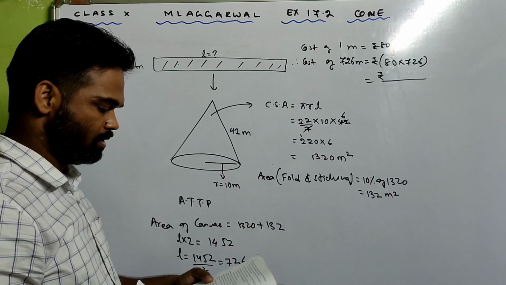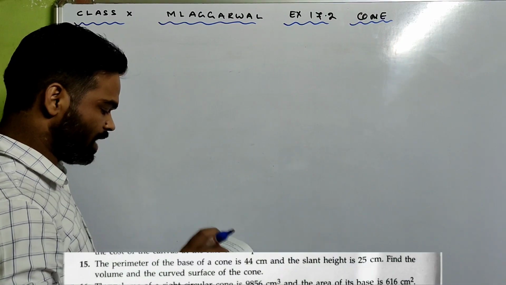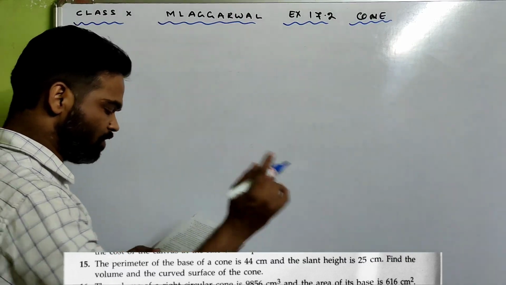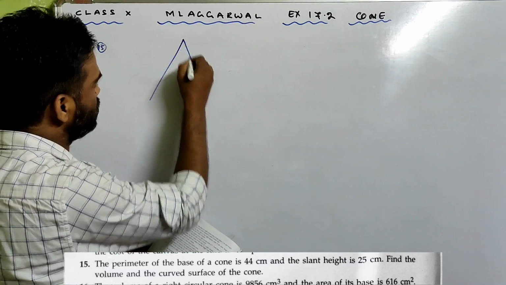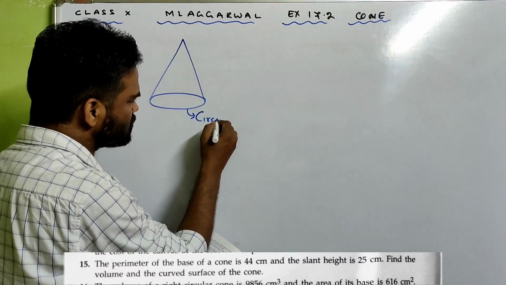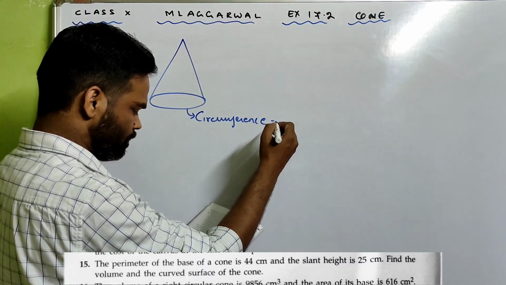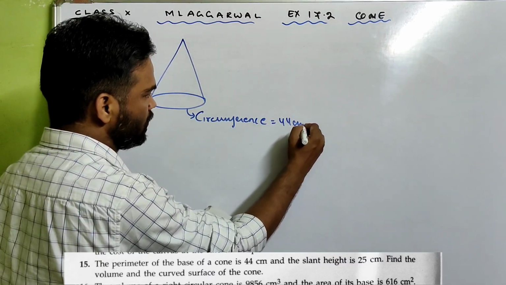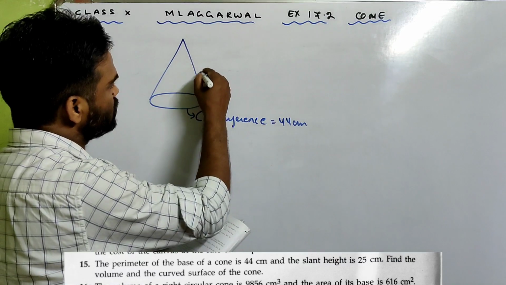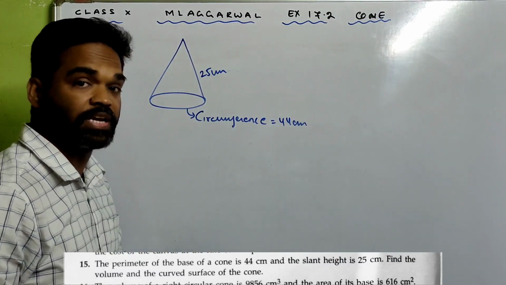Okay? Sure. Now we'll do number 15. Now look at number 15. The perimeter of the base of a cone, which is nothing but the circumference, isn't it? Is 44 centimeter, and the slant height is 25 centimeter. Find the volume and the curved surface area of the cone.